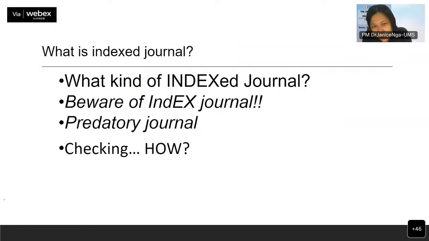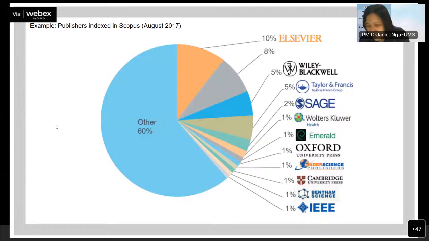So these are the few things that I would like to talk about: indexed journals, predatory journals, and how you check. This is what the Izanti also wanted me to do. How? Okay, this is an example from Scopus. These are some of the publishers. I just took one, the August 27 document that I had. You see, they are little, but they are 60% or other.